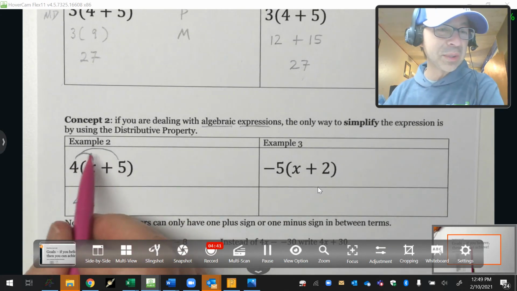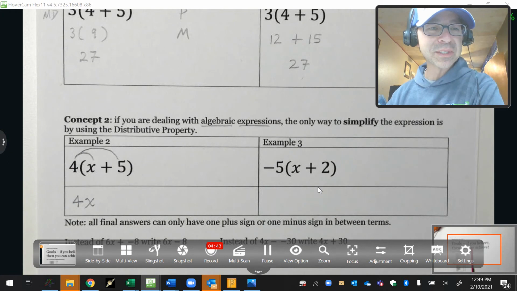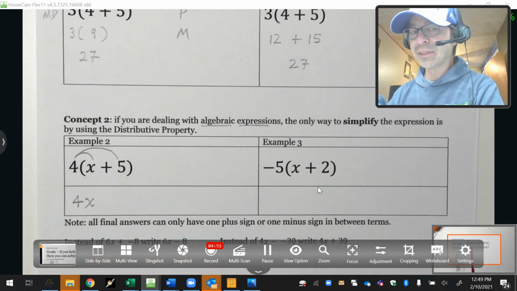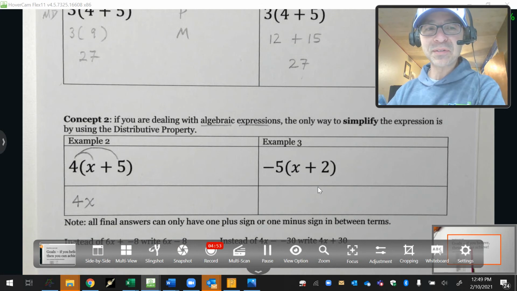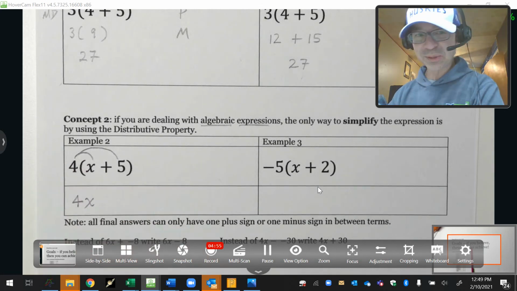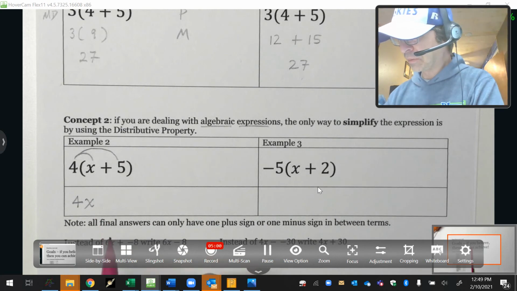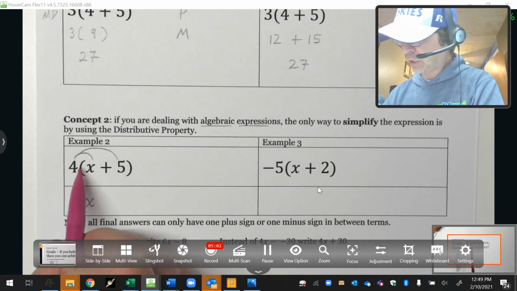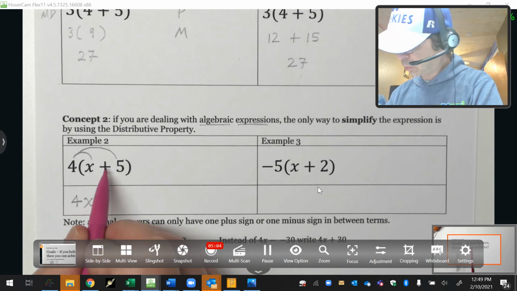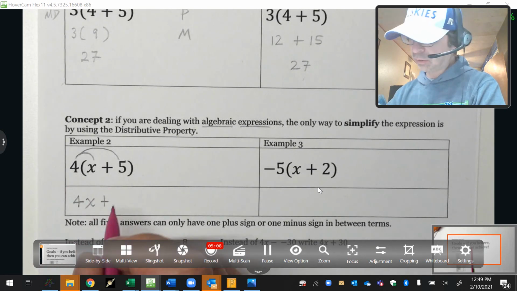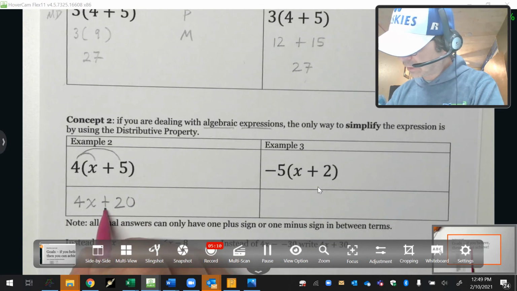Oh yes, please draw the arrows on your papers. Unless you are trying to submit it as a Word document. And then I don't know how you would do that, but you're smart. You might be able to figure out how to do the arrows. I don't know how, but students always amaze me. Anyways, 4 times x is 4x. Then you bring that plus sign right down. And then you got 4 times 5, which is positive 20. Positive 20 or plus 20.